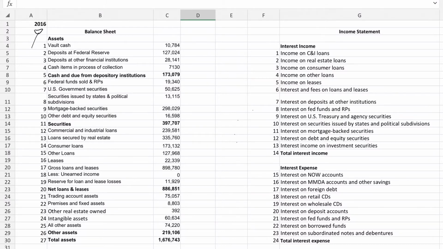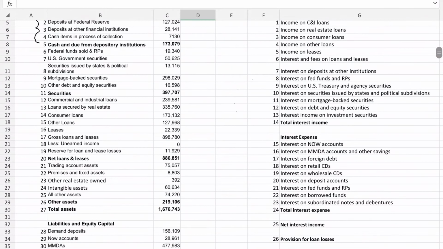So the first type of asset that we discussed was cash and cash equivalents. Here you can see on the balance sheet for Bank of America, line items 1 through 4 represent those different cash accounts. So you have vault cash, your deposits at the Federal Reserve, your deposits at other financial institutions, and your cash items in process of collection. But these are all your cash items, and that was the first type of asset that we discussed in part 1 of lecture 1.